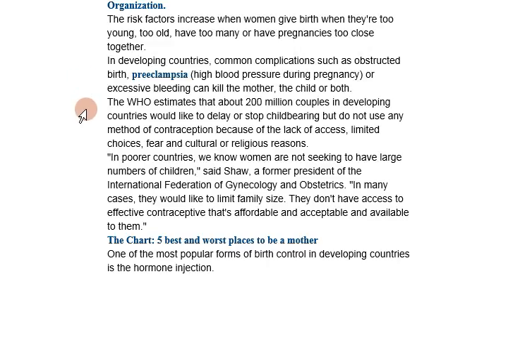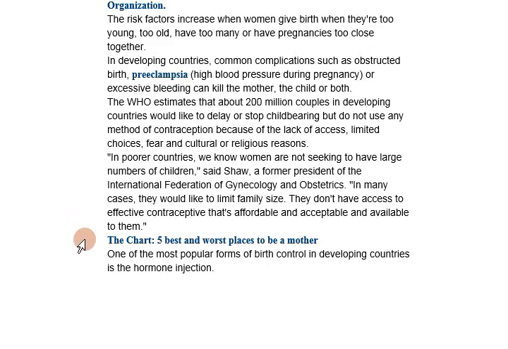The World Health Organization estimates that about 200 million couples in developing countries would like to delay or stop childbearing, but do not use any method of contraception because of the lack of access, limited choices, fear, and cultural or religious reasons. In poorer countries, we know women are not seeking to have large numbers of children, said Shaw, a former president of the International Federation of Gynecology and Obstetrics. In many cases, they would like to limit family size. They don't have access to effective contraception that's affordable and acceptable and available to them.